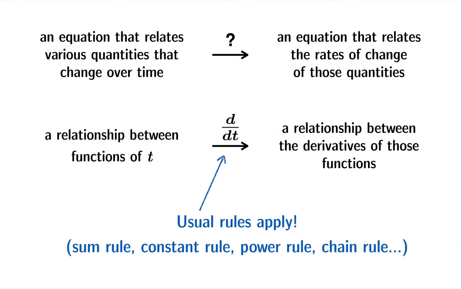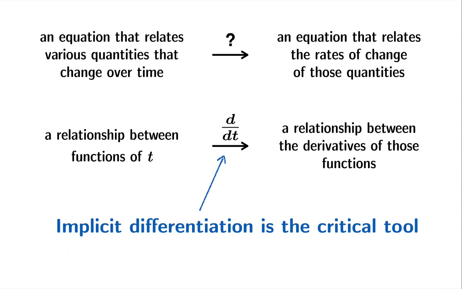Now, a couple comments are in order. First of all, the usual rules of differentiation apply. So sum rule, constant rule, power rule, chain rule, they're all on the table. Don't forget any of your rules. And you will notice throughout that implicit differentiation is going to be a critical tool for solving related rates problems.